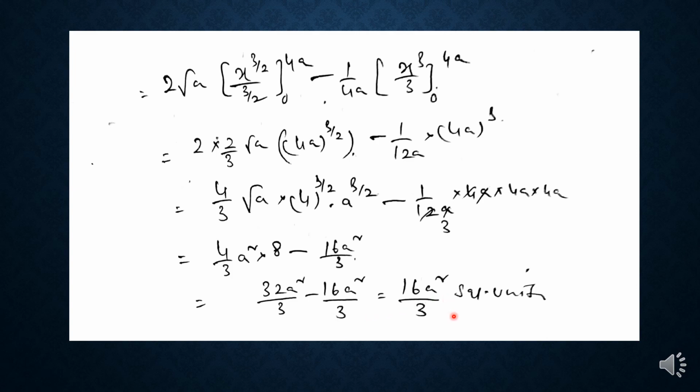So this is the area enclosed between two parabolas. To find the area enclosed between two curves, we should write the formula as: the required area is integral a to b, y of the upper curve minus y of the lower curve, dx.